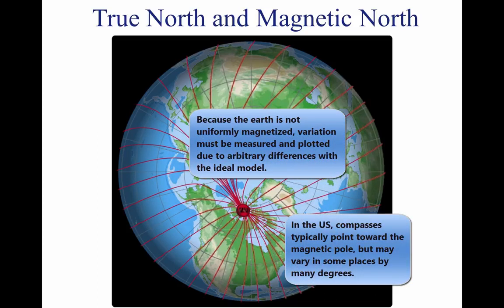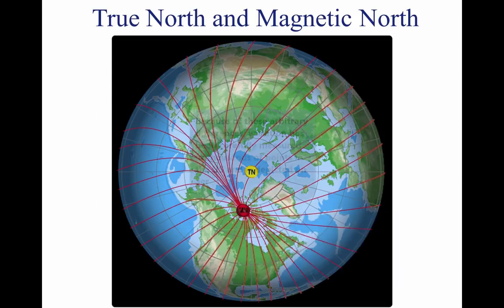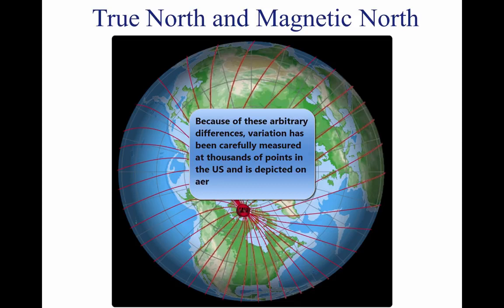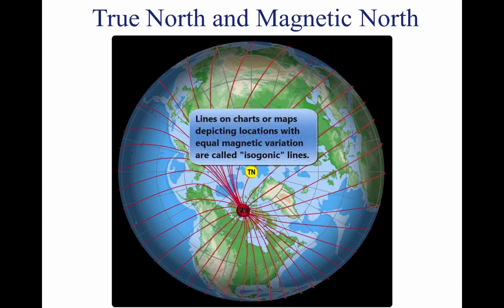In the United States, the needle usually points in the general direction of the magnetic pole, but it may vary in certain geographical localities by many degrees. Consequently, the exact amount of variation at thousands of selected locations in the United States has been carefully determined. The amount and the direction of variation, which change slightly from time to time, are shown on most aeronautical charts as broken magenta lines, called isogonic lines, which connect points of equal magnetic variation.